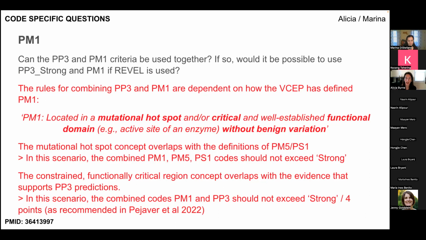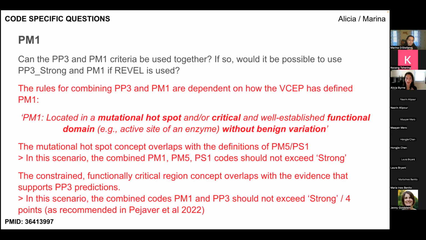There's not really good guidance for how to go about defining it. And it's even trickier because it actually represents two lines of evidence concepts in a single code. So it's defined as located in a mutational hotspot and/or a critical functional domain without benign variation. And if we think of those two concepts, the mutational hotspot concept actually overlaps more with the definitions of PM5 and PS1, where we've seen that residue mutated before, but to a different amino acid, or a different nucleotide change resulting in the same amino acid change.